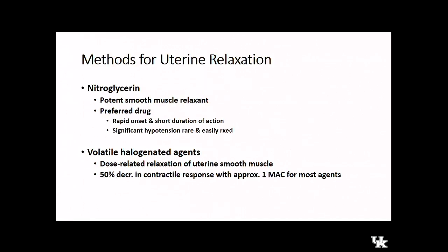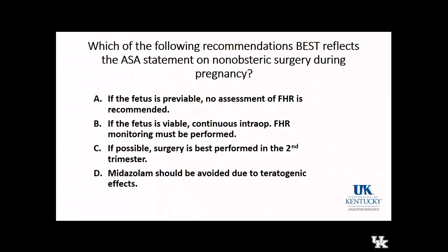Your volatile agents can also, as we said, give a dose-related relaxation. You'll see about a 50% decrease in the uterine tone with approximately 1 MAC. I've had cases, rarely, where the nitroglycerin was not adequate. With a patient at full stomach, you'd have to induce, intubate, and then start the volatile agent. If you're trying to get uterine relaxation, you need to bump up your concentration and hyperventilate to get that level high enough to get the relaxation that your obstetrician needs.